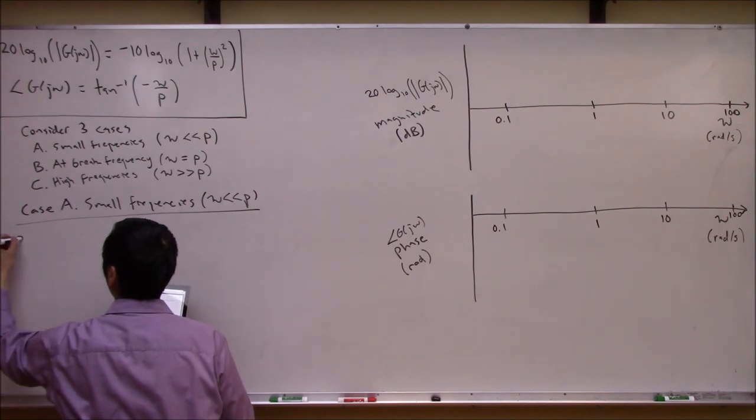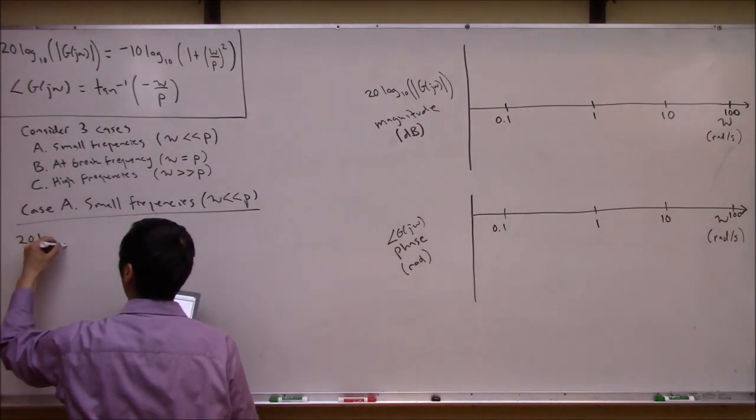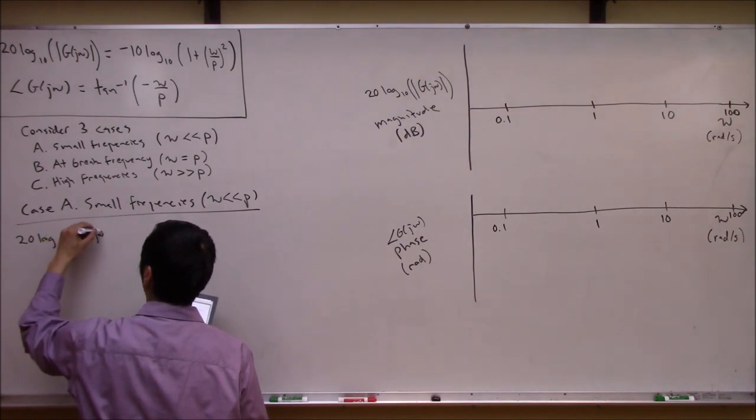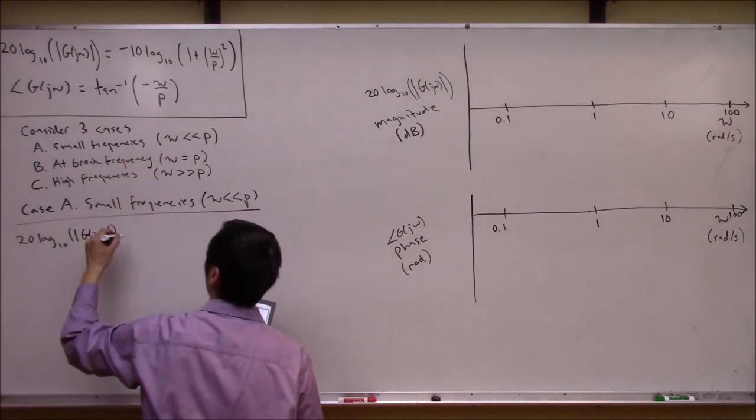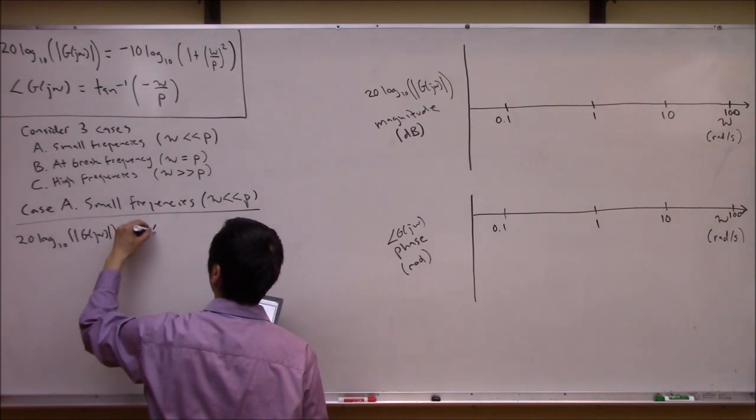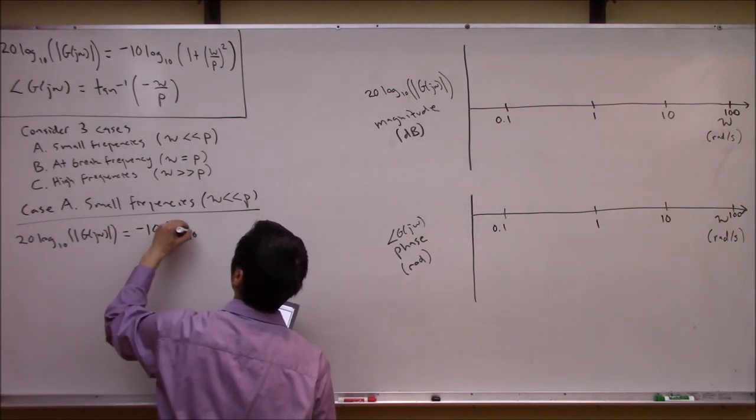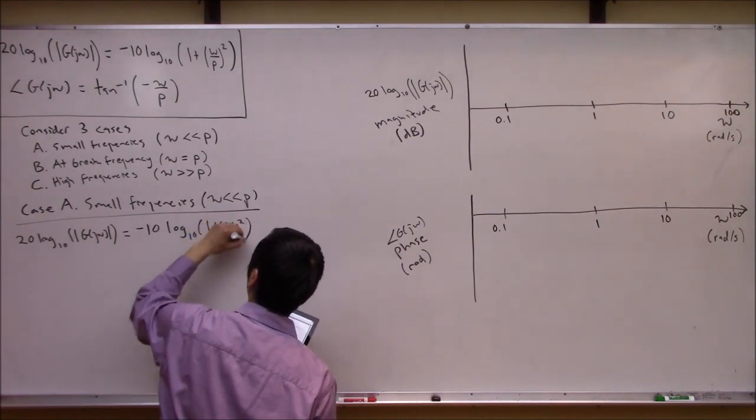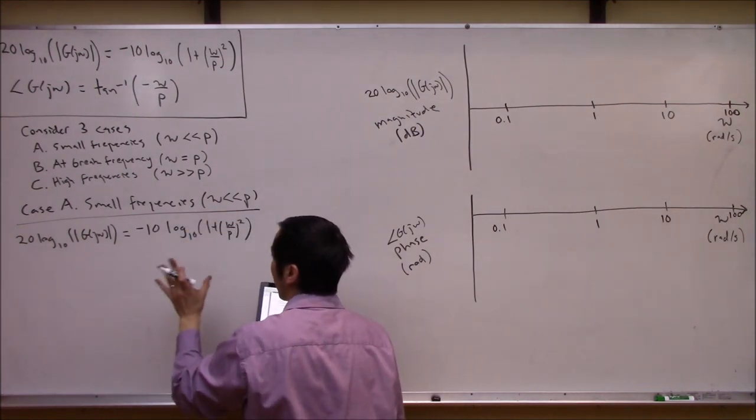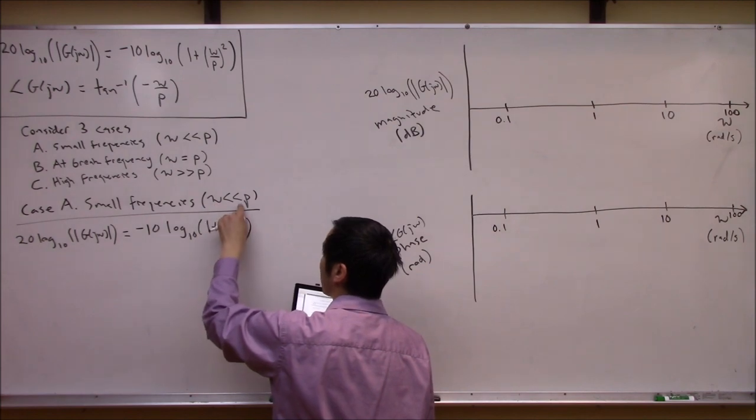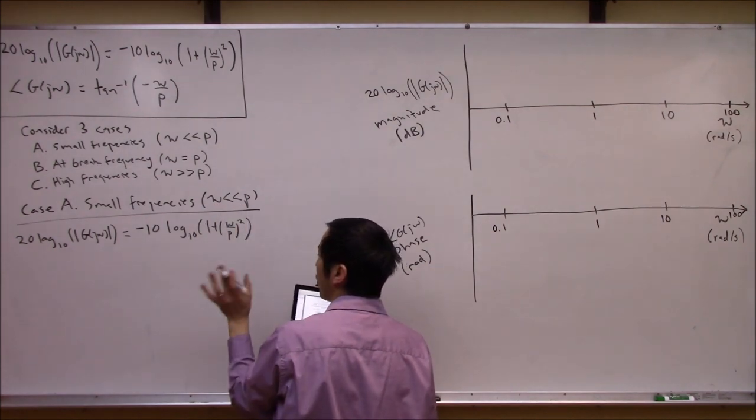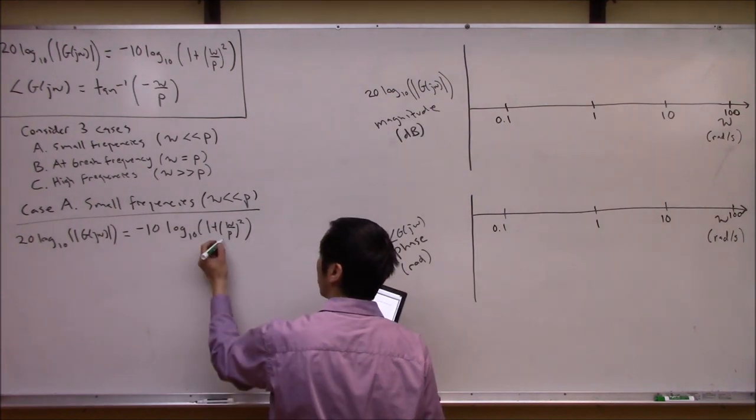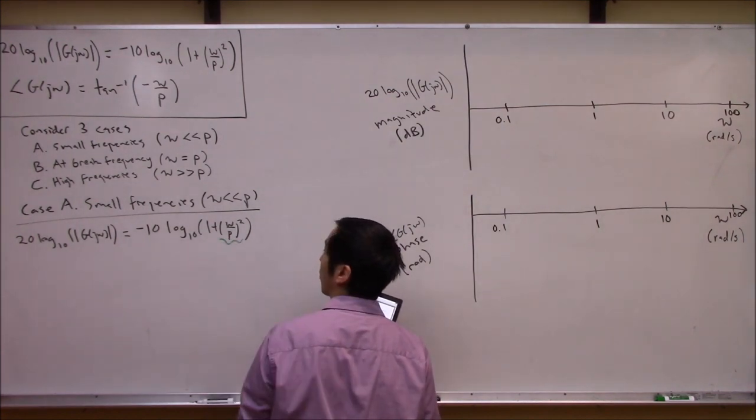Okay, so again, our magnitude is 20 times log base 10 of the magnitude of G of j omega. And I'm just copying what we've got up here just so we can get it all in one place in one clean take. Okay, so now we're in the regime where omega is much, much less than P. So if you look at this long enough, let me maybe do this in another color, in green. Let's look at this term right here.